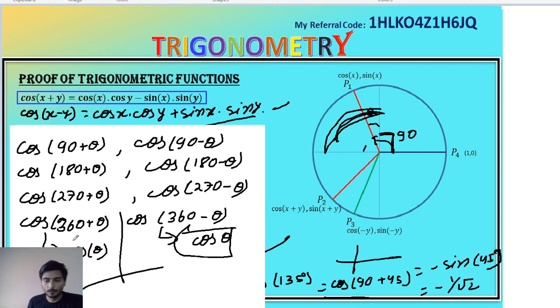Okay, we have some more time, and we will see what happens to sine of x plus y and sine of x minus y using these two formulas only. These two are the master formulas which we will be using to prove all the types of formulas from here on.